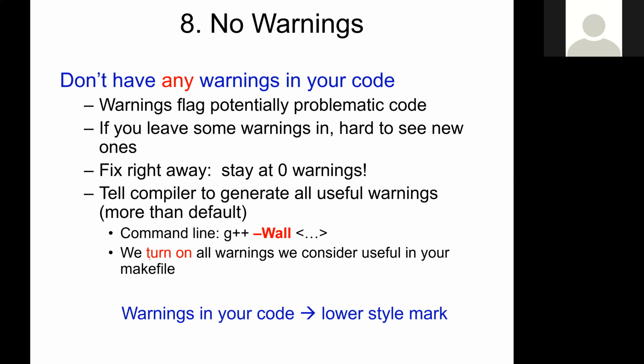And as I said, we've already turned on all the warnings that we consider useful in your makefile, so you're going to get a bunch of warnings if you do anything the compiler considers dodgy. And to teach you to not have warnings in your code, this is one of the things we'll look at in your style mark. EC 297 submit actually tells you whether you have warnings in your code or not, in case you didn't notice, because it's immediately going to cost you some marks. So just get rid of them.